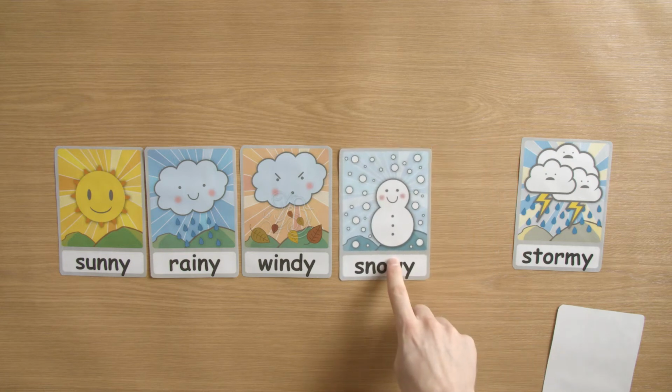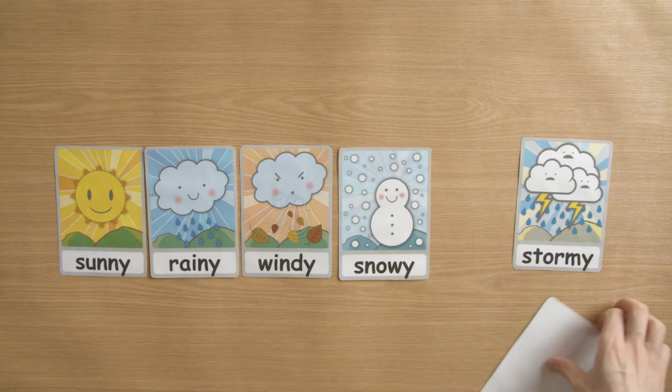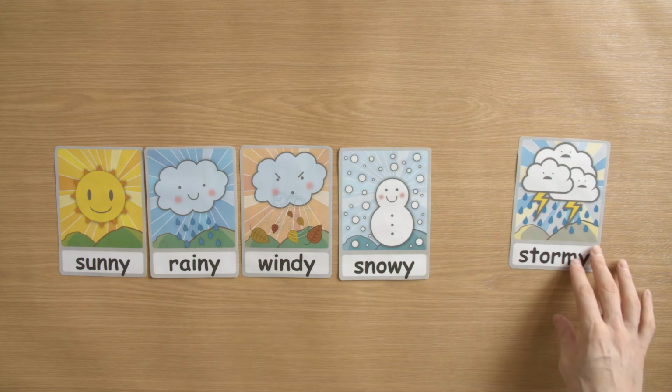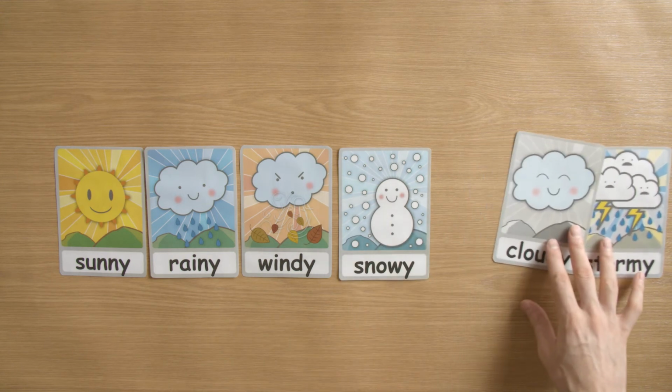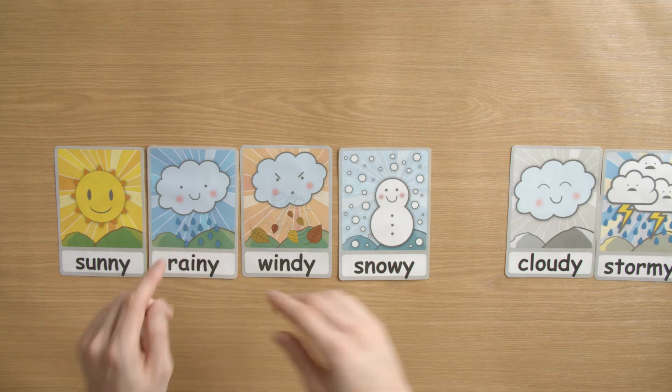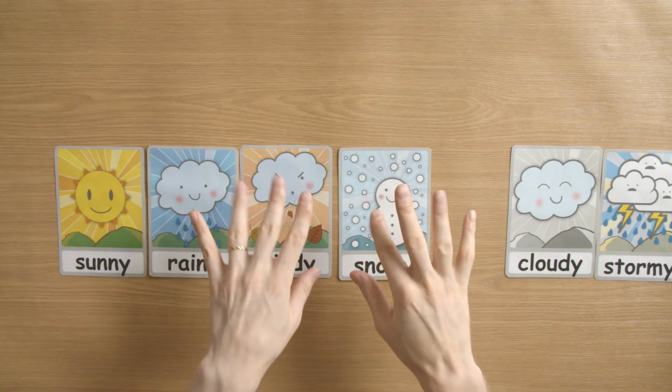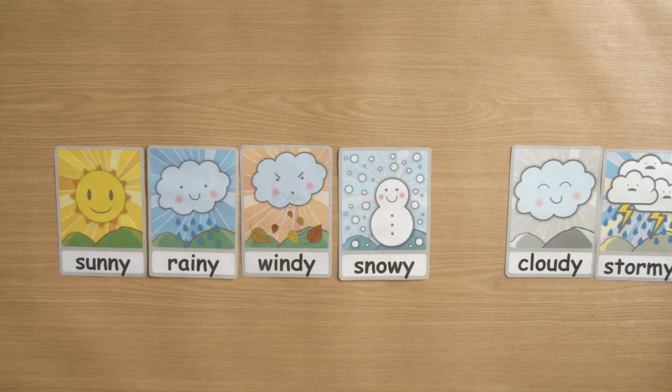Then you can move on to snowy. And for advanced students, I would teach them cloudy and stormy. Please try to emphasize the rain. So rainy, do rainy hands. Okay, when it's windy, do windy, windy, windy. When it's sunny, do sort of hand actions and stuff like that.